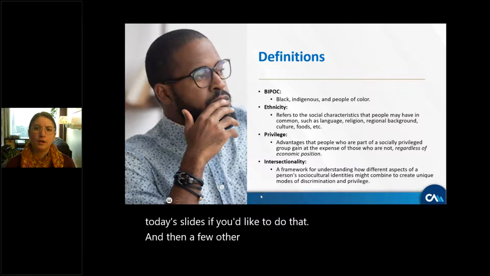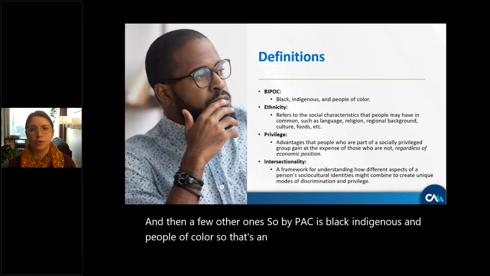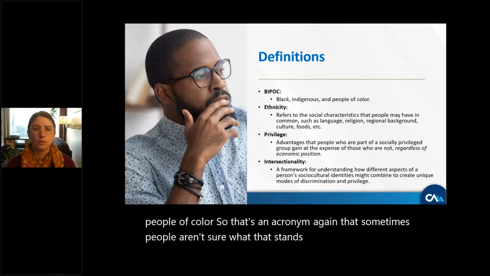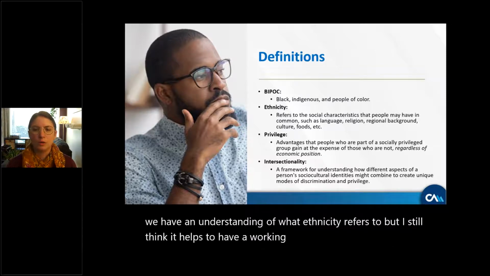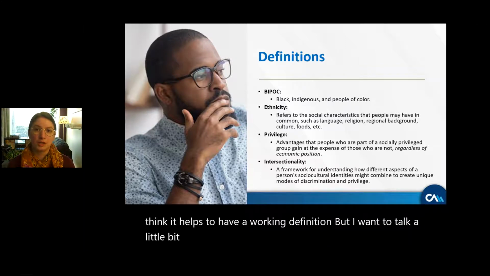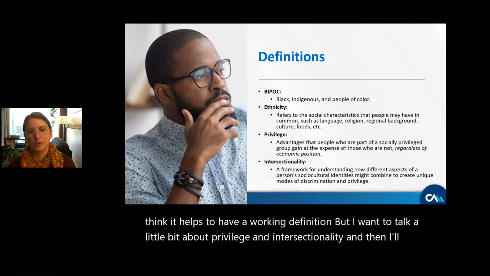BIPOC is Black, Indigenous, and People of Color. That's an acronym that sometimes people aren't sure what it stands for. I think for many of us, we have an understanding of what ethnicity refers to, but I still think it helps to have a working definition. But I want to talk a little bit about privilege and intersectionality, and then I'll give some examples of privilege.